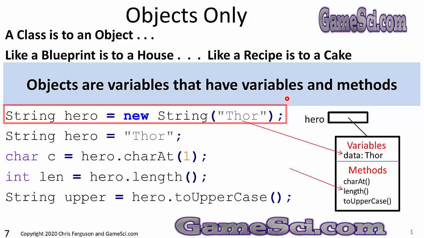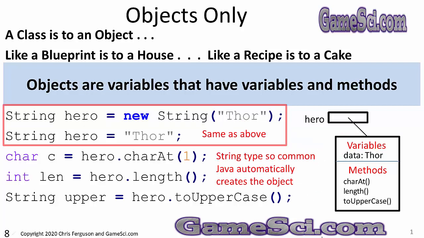Now, objects have variables. Well, obviously the variable in a String object would be that data, the Thor, that we store in that object. Objects have methods. String objects have methods like charAt, or character at, length, and toUpperCase. Objects have variables and methods, and you can definitely know what the variable of a String object is. It's the data you're storing in the object, and there are methods you can execute with that object.